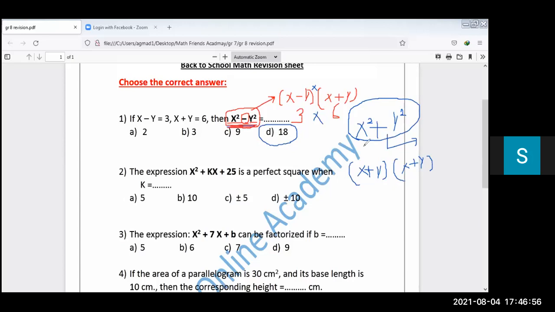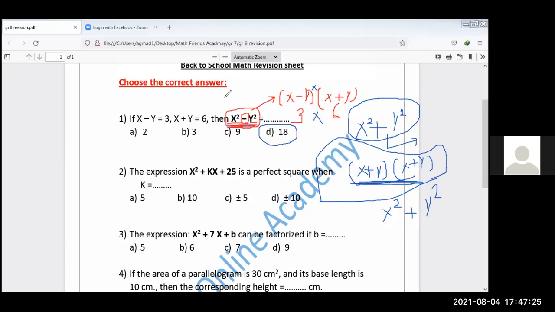Okay. I will make it by the normal way. And here also, if you see something like this, x power of 2 plus y power of 2, you can make it like this. Or this equal this, yes or no? No. Do you know why?